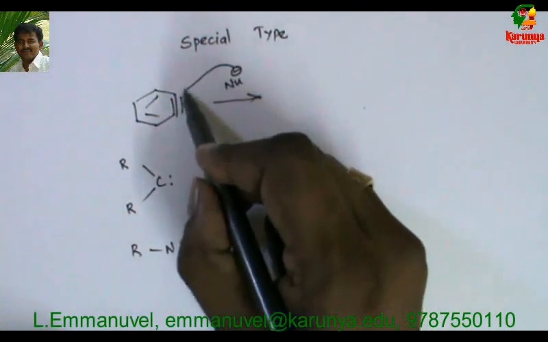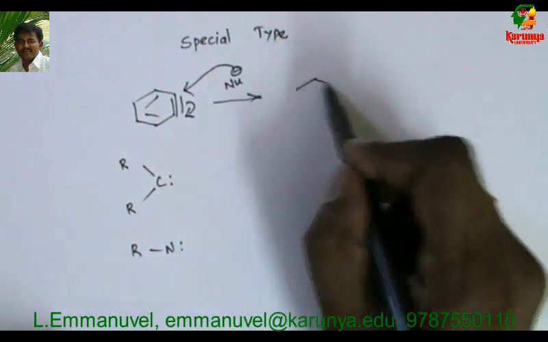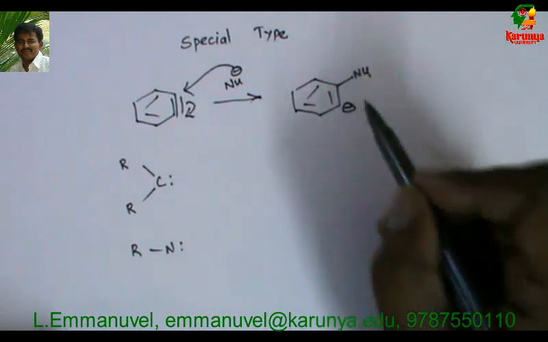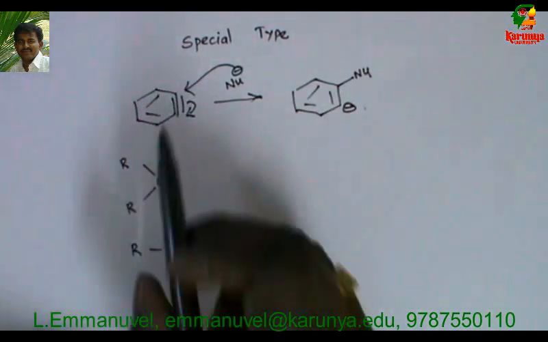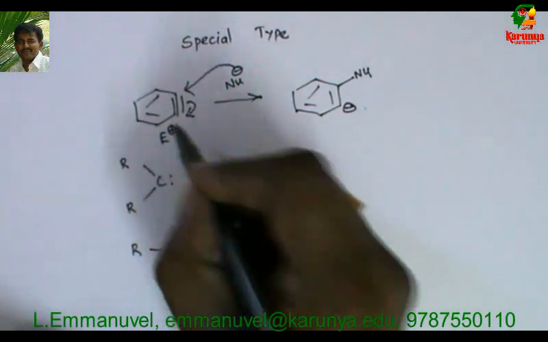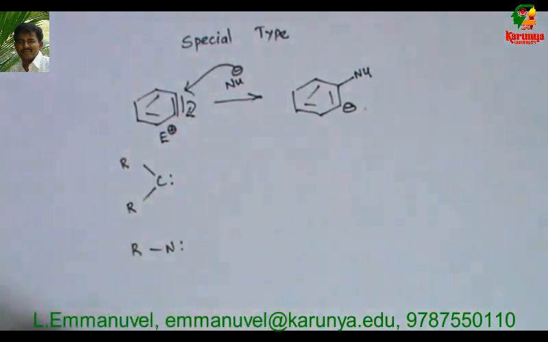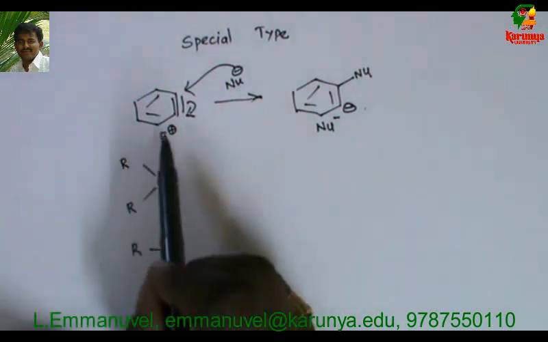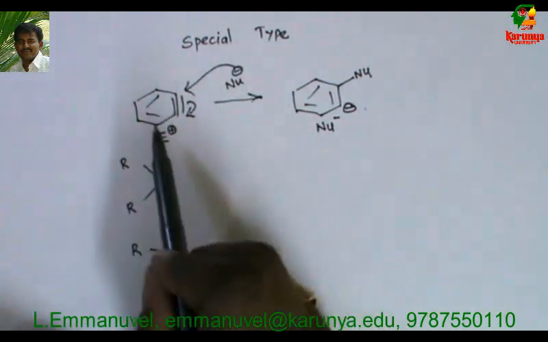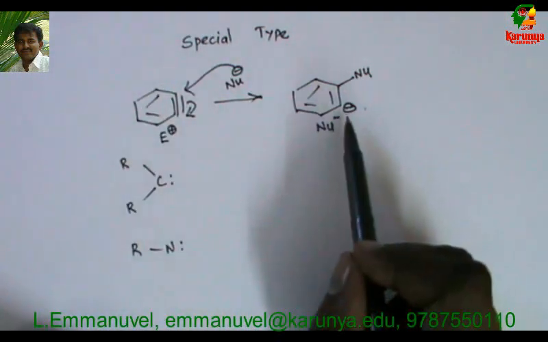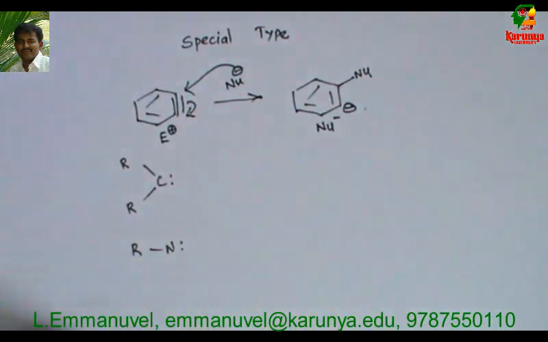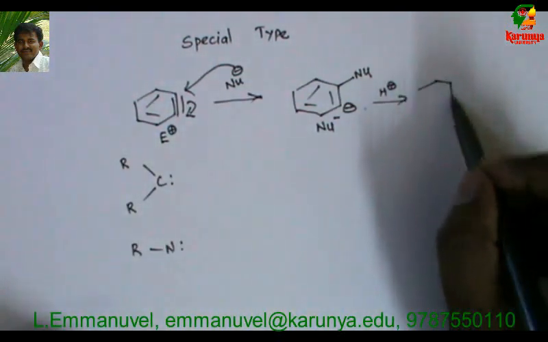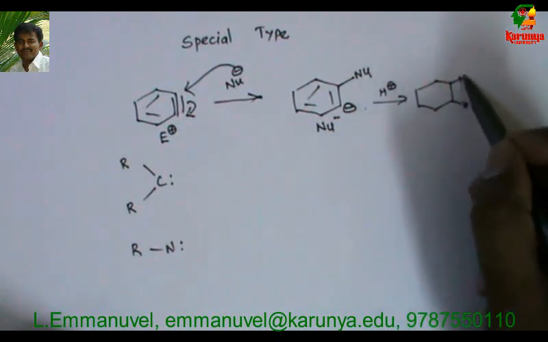Nucleophile can attack here, but after attacking, what we get is another nucleophile. So this is electrophile. After attacking, this part has become nucleophile. That is the speciality of this category. Basically, it is electrophile. It can be attacked by nucleophile. After attacking, what we get is nucleophile on this part. Then it can add with another electrophile to give like this.